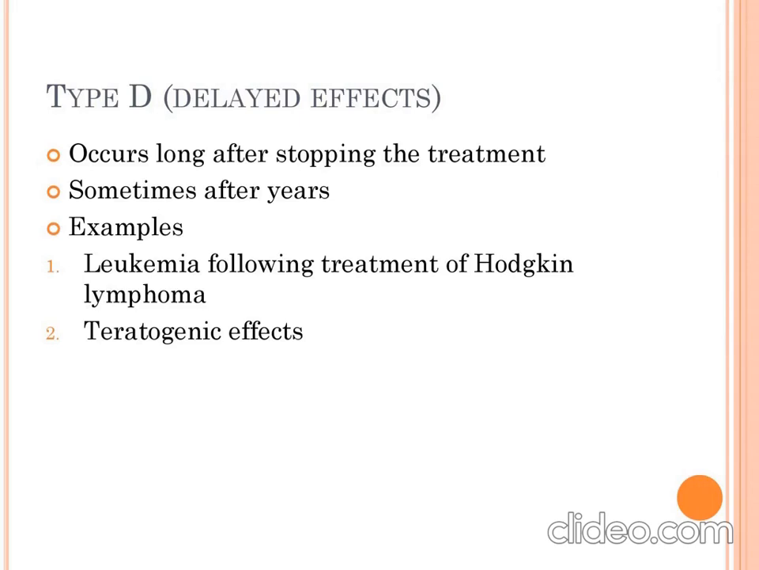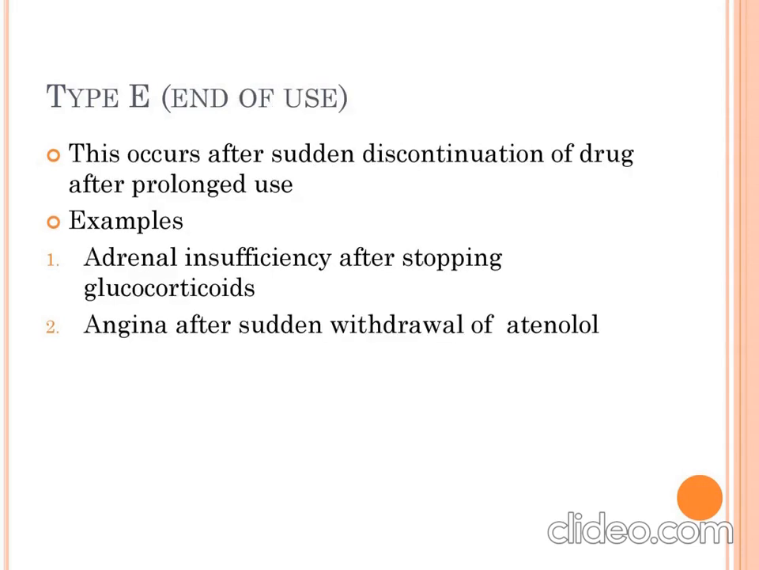Type D is the delayed effect. It occurs after stopping the drug. Sometimes this side effect can even occur after years. For example, if the person is having treatment for Hodgkin lymphoma, in later years the person can develop leukemia. Another example of delayed effect is teratogenicity. So these are the examples of delayed type of adverse drug reaction, that is leukemia induced due to Hodgkin lymphoma treatment, and teratogenic effect.